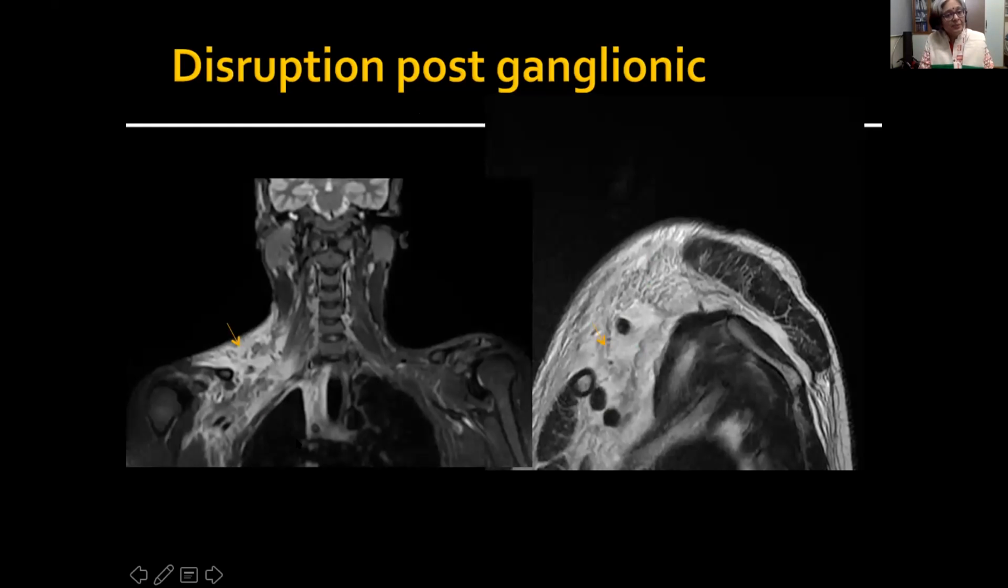Here you can see complete disruption, postganglionic. Somewhere here around the trunk divisions level, it's completely disrupted. You don't see any brachial plexus at all.